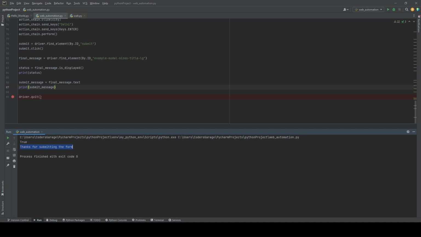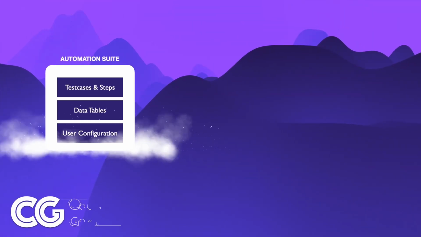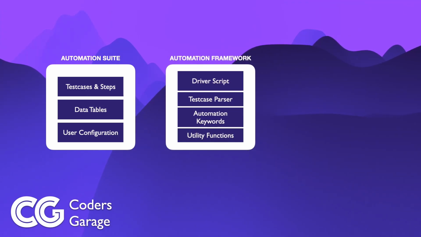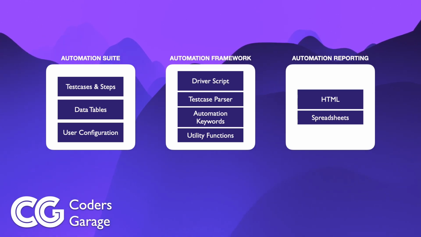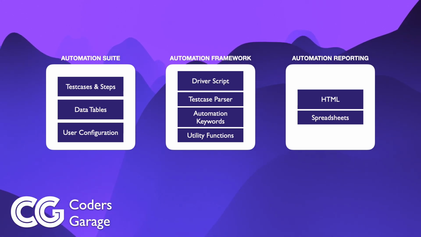In the next chapter, we will learn about building a complete UI automation framework from scratch. We will understand the core components such as test cases, steps, data tables, driver script, keywords, reporting, etc.